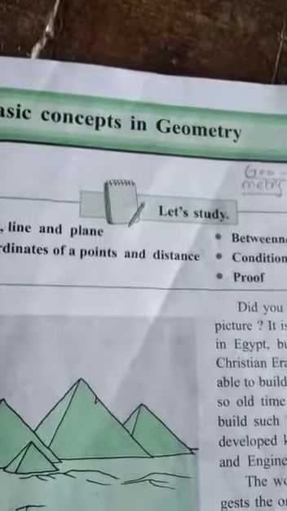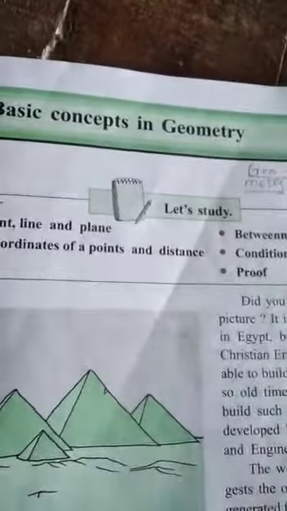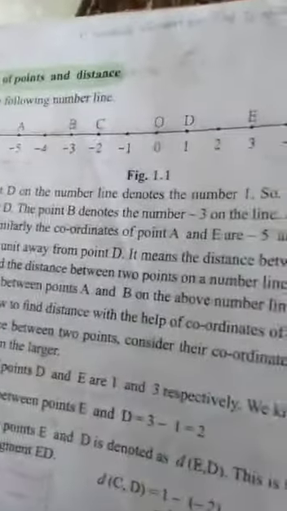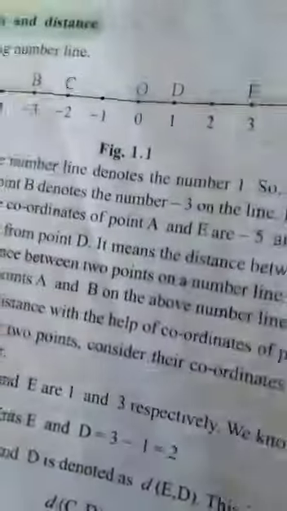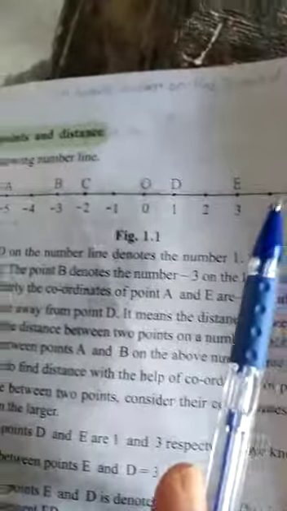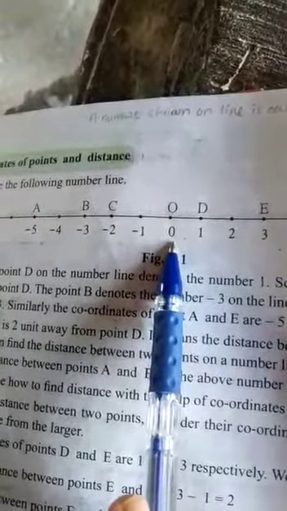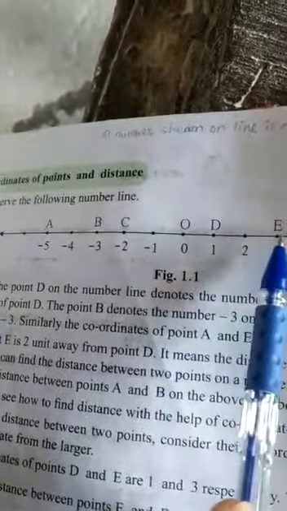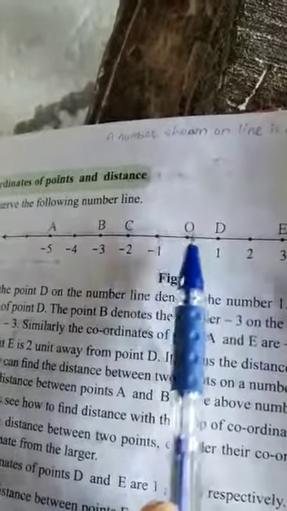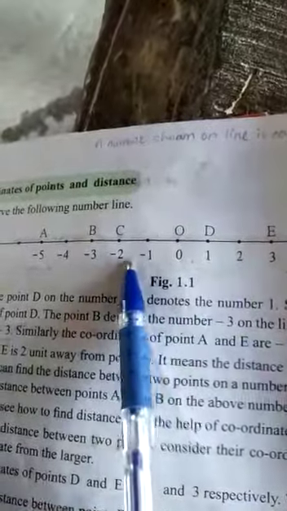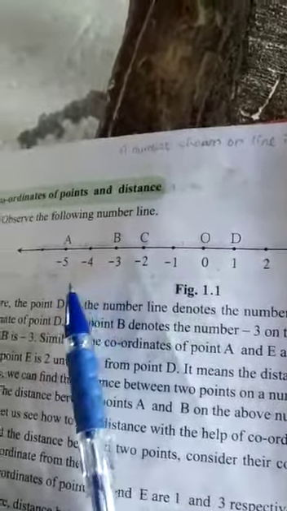So now we have to start Coordinates, points and distance. See a number line. On a number line we put numbers, and we give names of alphabets as coordinates. O, this coordinate point is 0, D is 1, E is 3. These are positive integers on the right-hand side. The left-hand side has negative integers: C is minus 2, B is minus 3, and then minus 4, minus 5.